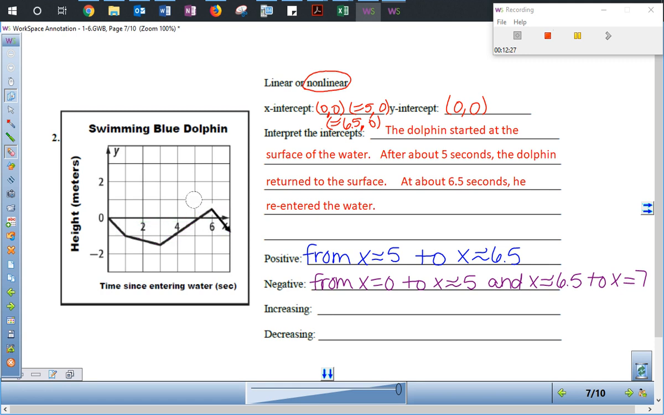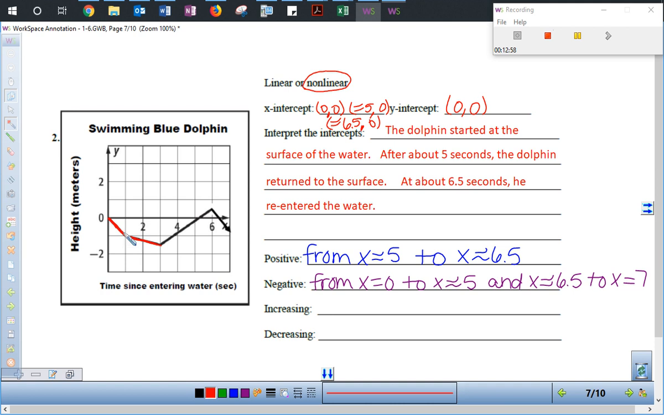Now we want to talk about where my graph is increasing and where it's decreasing. So remember, increasing is when you're tracing your graph and your pencil is going up. Decreasing is where you're tracing your graph and your pencil's going down. So if I start tracing my graph from left to right, my pencil is going down, which means I'm decreasing. Then it kind of changes directions, but I'm still going down. So here to here, I'm going down.